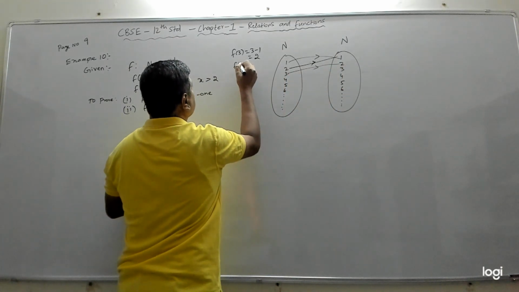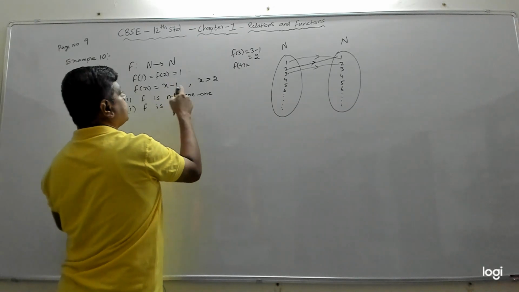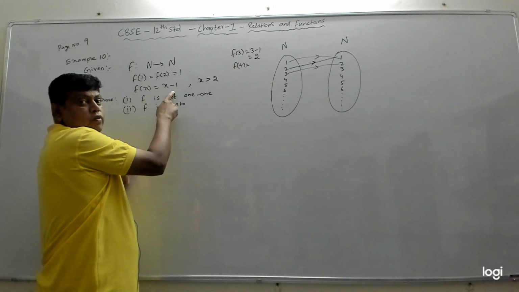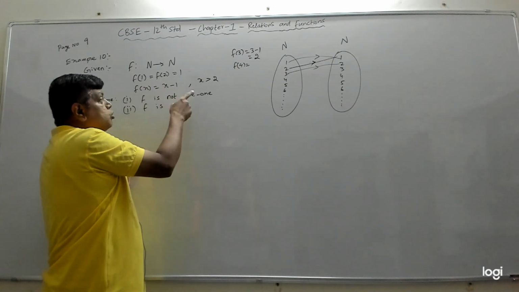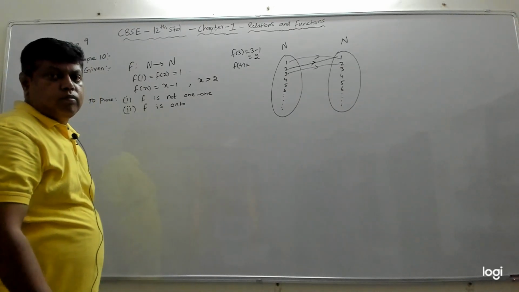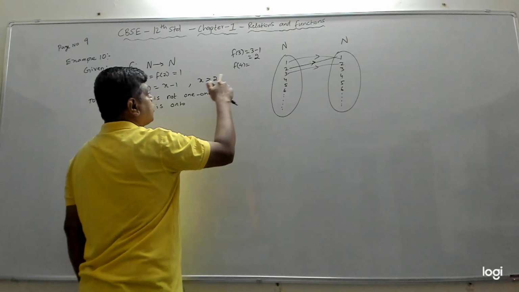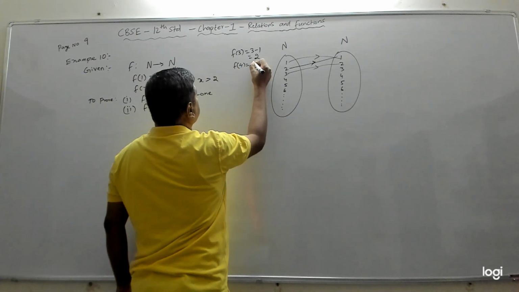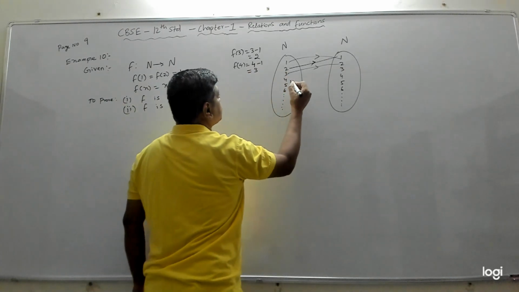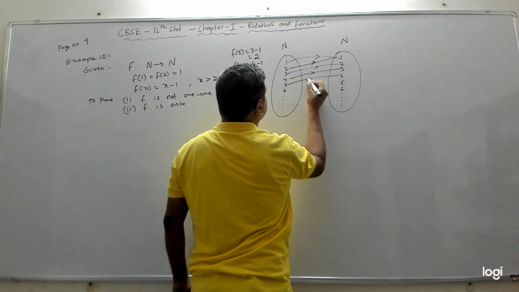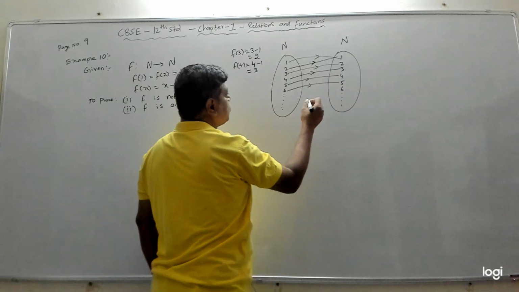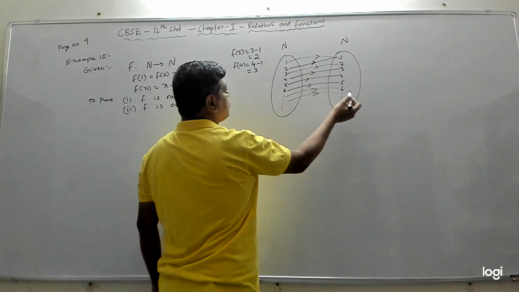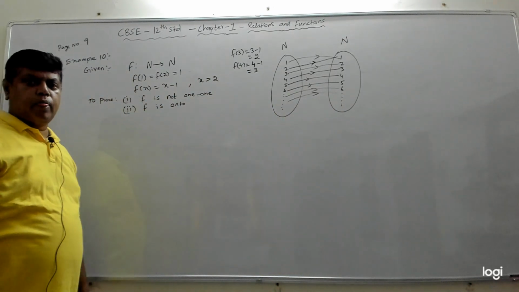What is my f of 4? It is 4 minus 1. I cannot use this function when x is equal to 1 or x is equal to 2, because f of x equal to x minus 1 can be used only when x is greater than 2. So for 4 I can use this function because 4 is greater than 2. So f of x is x minus 1, which means 4 minus 1, which is 3. So 4 goes to 3. Then 5 goes to 4, 6 goes to 5. So similarly everything else goes. 7 goes to 6, 8 goes to 7, and so on and so forth.